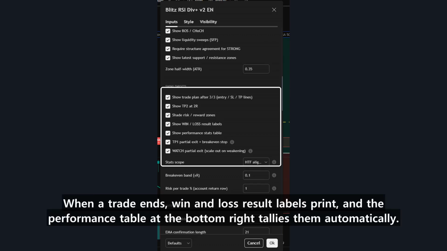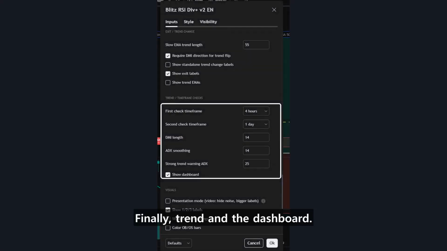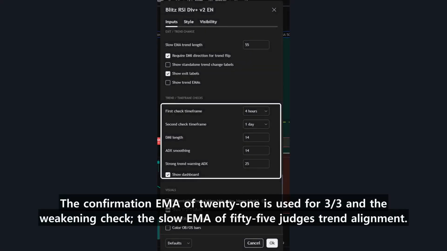When a trade ends, win and loss result labels print, and the performance table at the bottom right tallies them automatically. Finally, trend and the dashboard. The confirmation EMA of 21 is used for 3-3, and the weakening check. The slow EMA of 55 judges trend alignment.